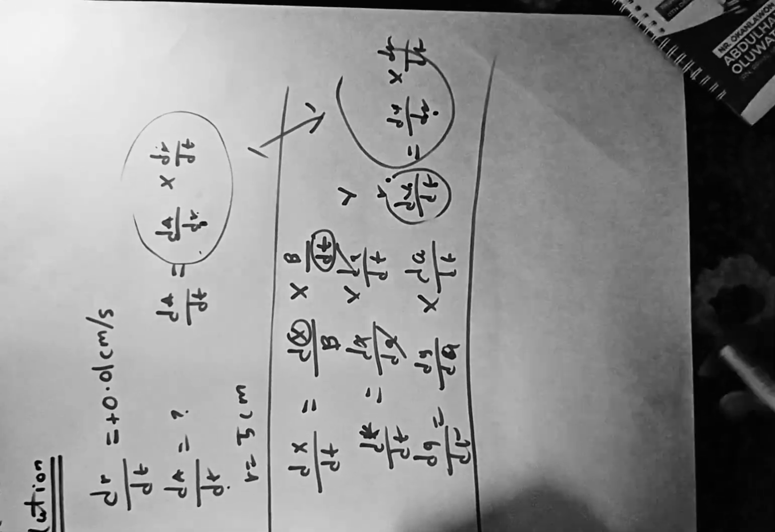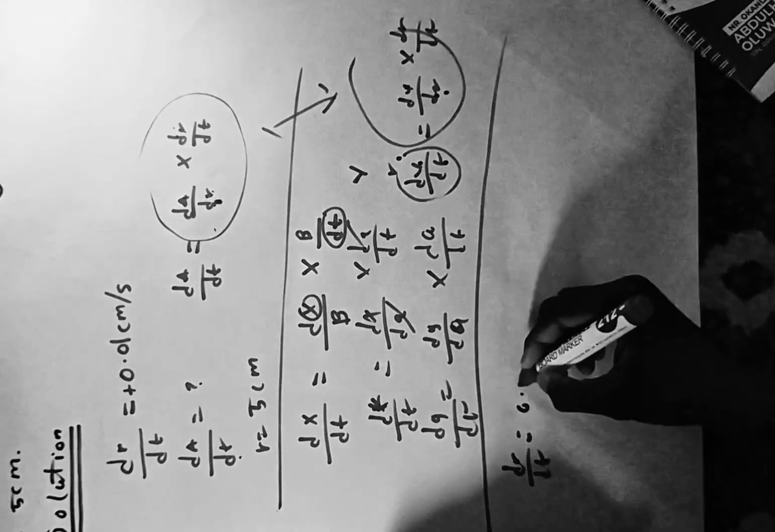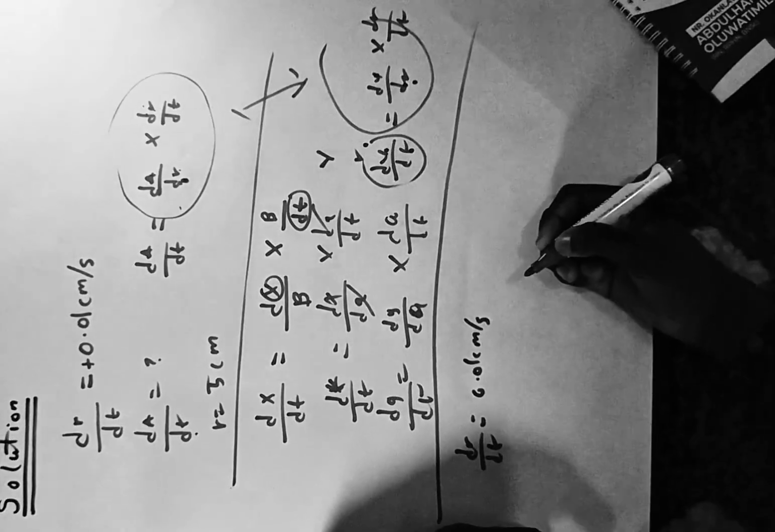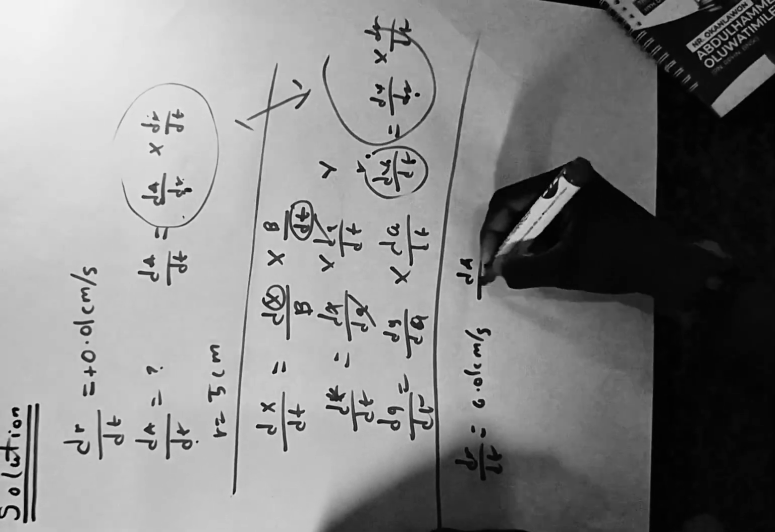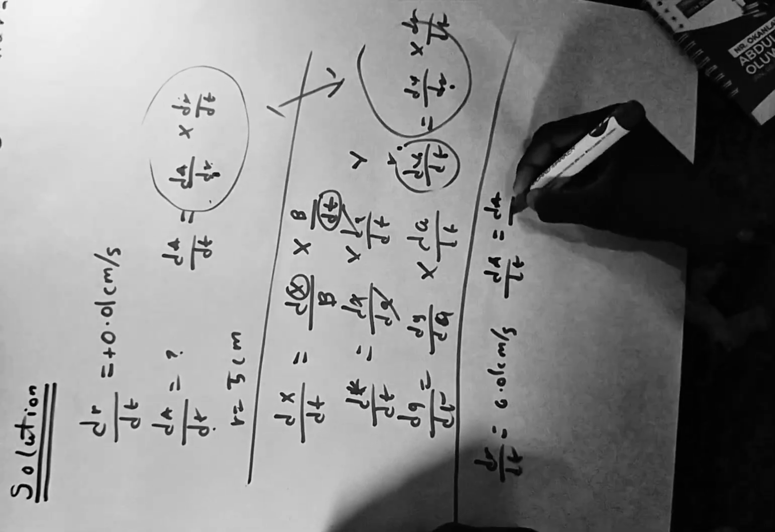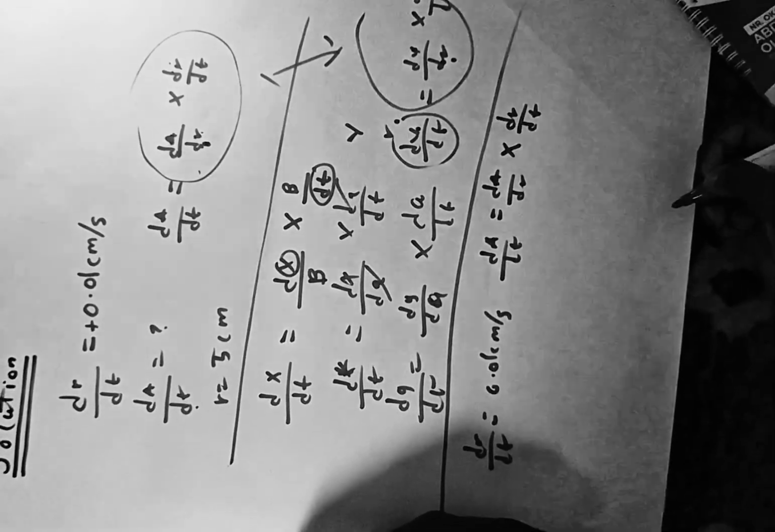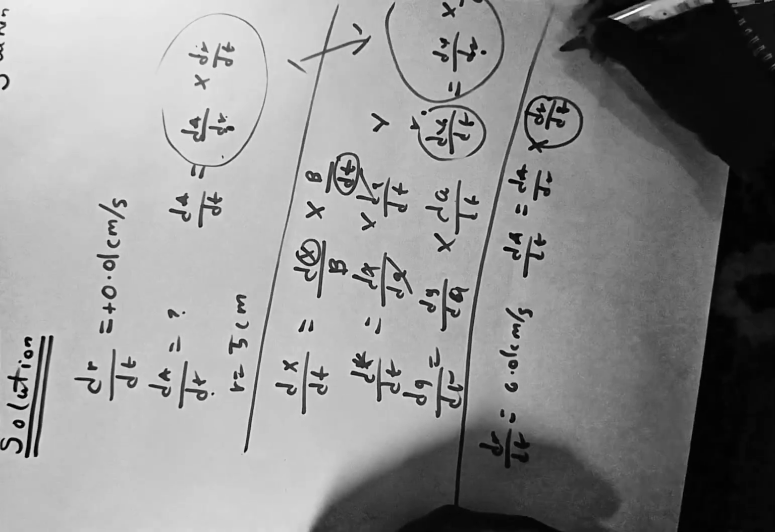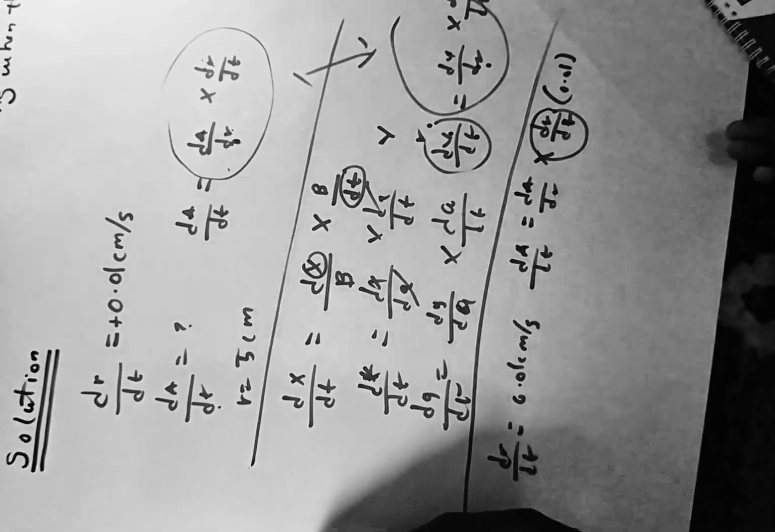So we know that dr/dt is equal to 0.01 centimeter per second, right? And we know that dA/dt, the rate of change of the area, is equal to dA/dr times dr/dt, right? We can see that dr/dt we already have, and that's 0.01. So how do we get dA/dr?